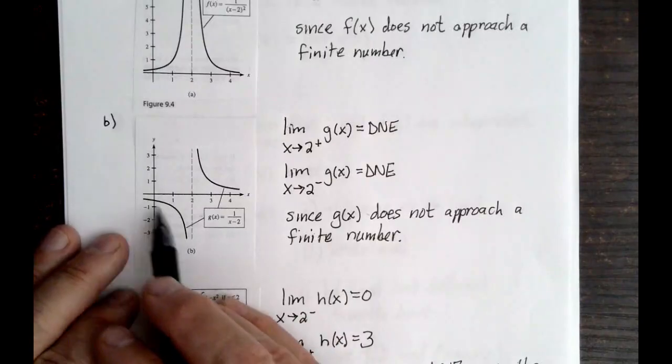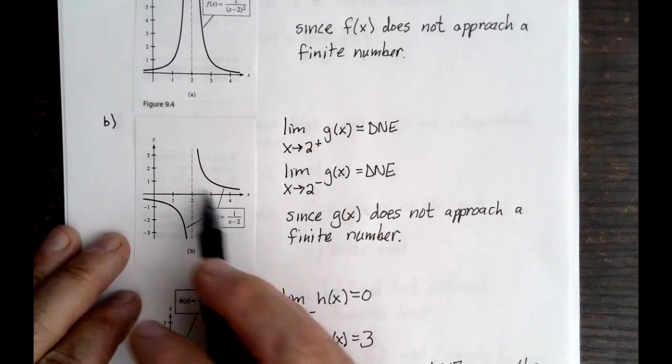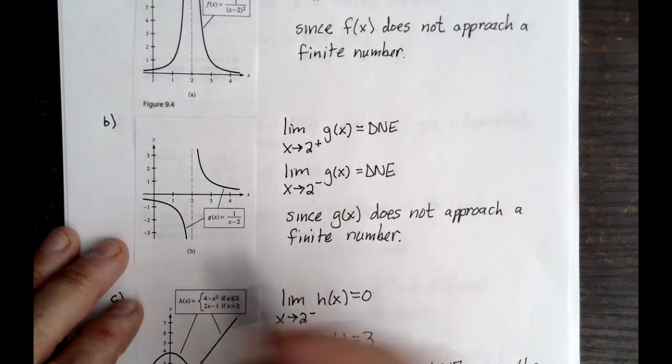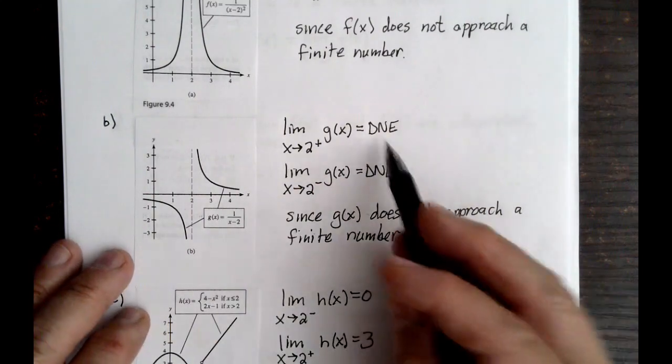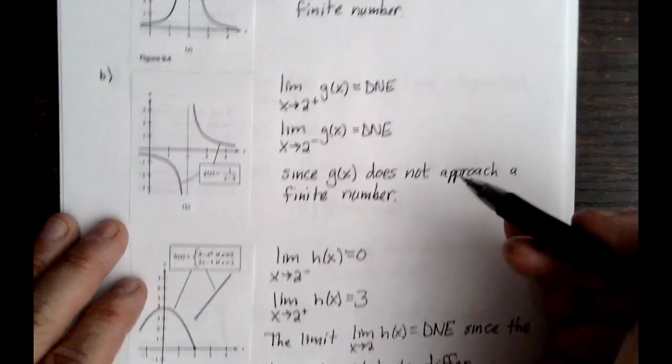Now here, if you approach from the left, you get minus infinity. Here you get positive infinity. Both are not finite numbers, so you can say the limit does not exist.